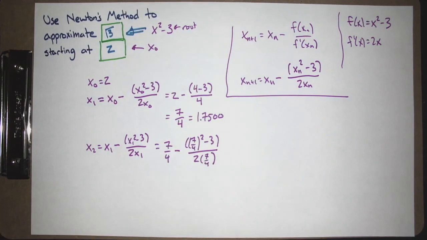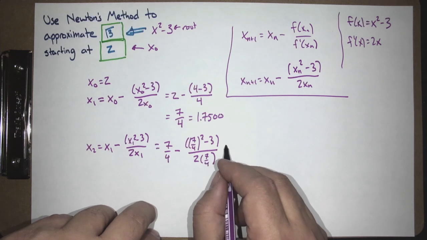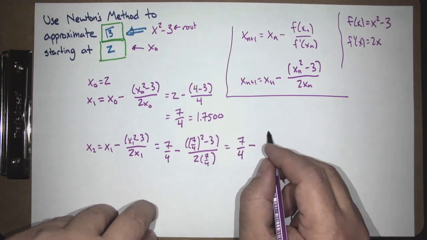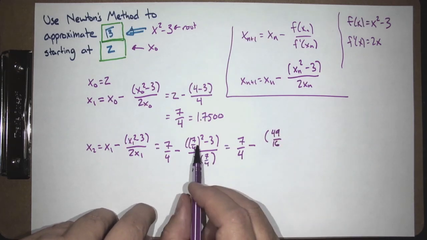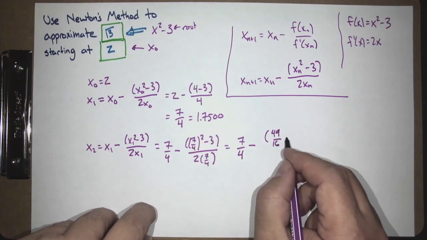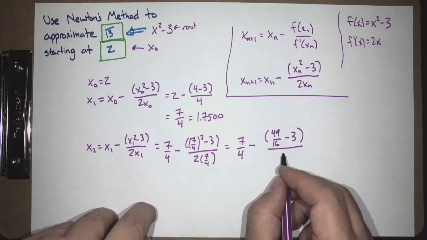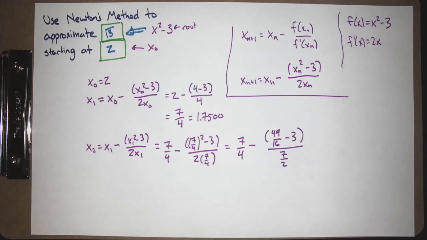Well, it's times like this I regret saying let's figure it out. But let's figure it out. 7 fourths minus 49 over 16. That's what you get when you square 7 over 4. Subtract 3 over, and 2 times 7/4 is 7 halves, because you can cancel a little bit of the 2's.